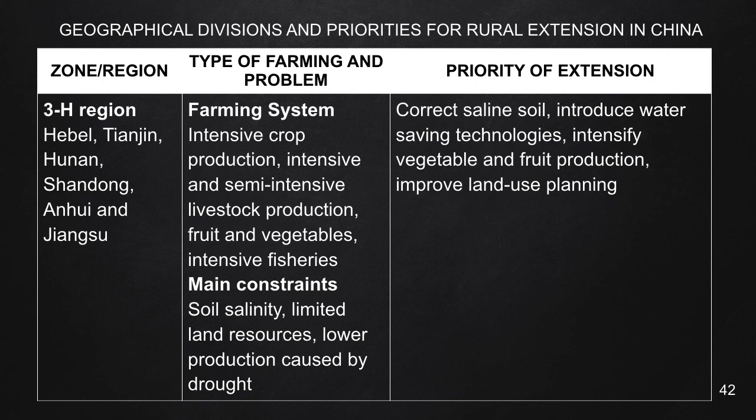The main constraints in this region are soil salinity, limited land resources, and lower production caused by drought. So the priorities of extension are to correct saline soil, introduce water-saving technologies, intensify vegetable and fruit production, and to improve land use planning.